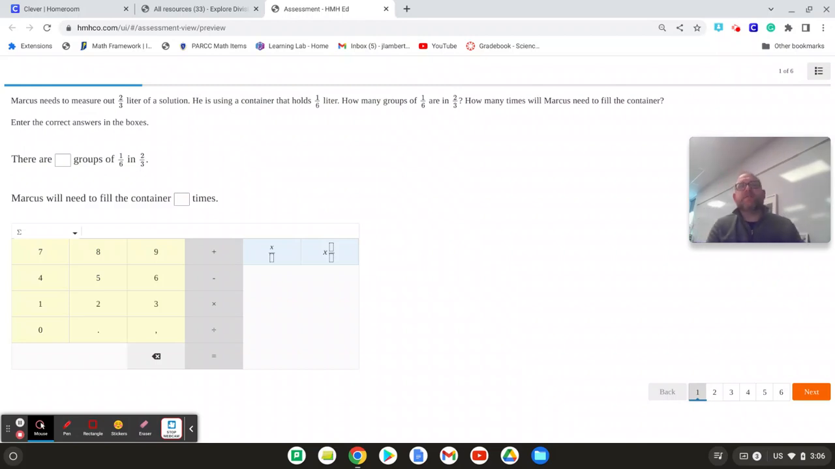So it says Marcus needs to measure out 2/3 of a liter of solution. He is using a container that holds 1/6 of a liter. How many groups of 1/6 are in 2/3? How many times will Marcus need to fill that container?